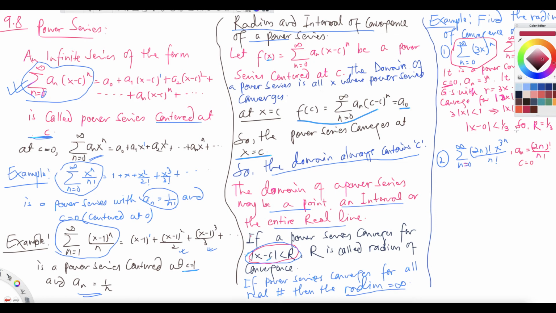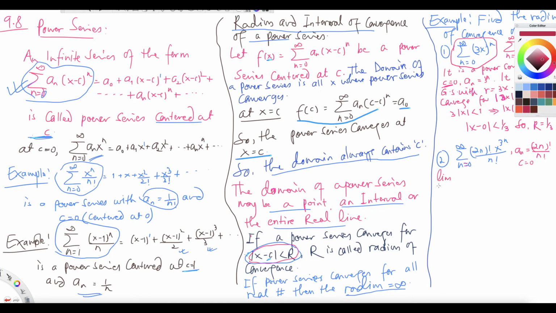At c equals 0 at least. Okay, because all power series always converge at their center, so the center is 0 here. So let us see that. This is a power series. To test the convergence of the power series, let us use the ratio test.